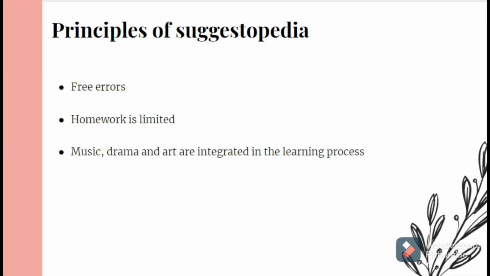The fourth one is free of errors. In the teaching and learning process, students who make mistakes are tolerated. For example, in pronouncing a word, the emphasis is on the content, not the structure.